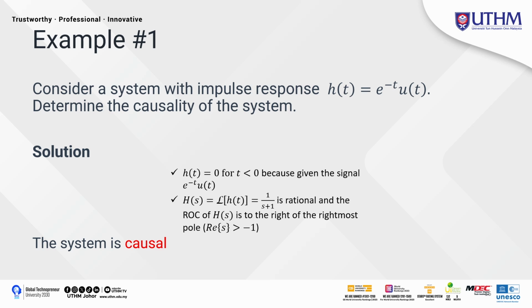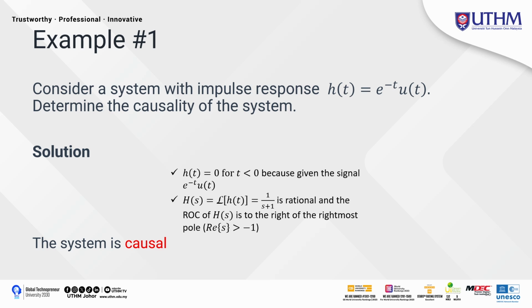The answer is that h(t) equals 0 for t less than 0, because the unit step starts only at t equals 0. So for t less than 0, h(t) equals 0. Therefore, it's causal.